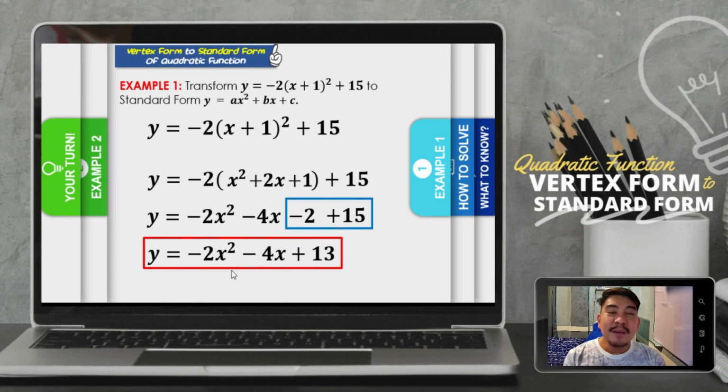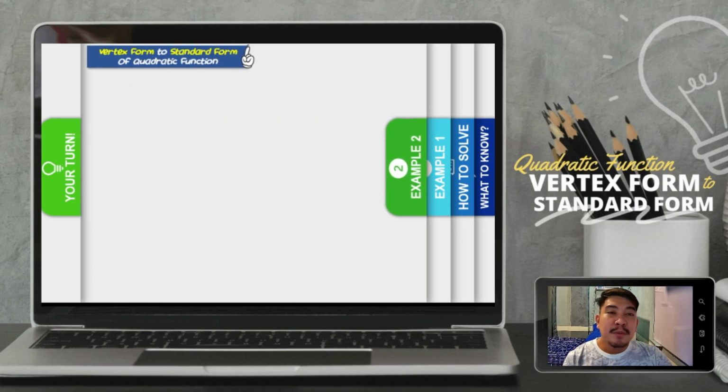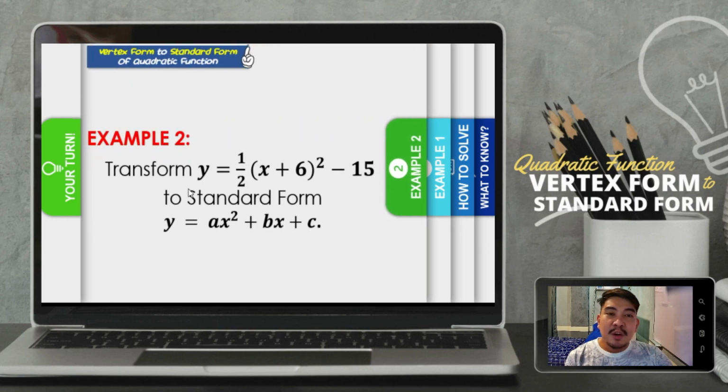So transforming vertex form to its standard form is quite easier than transforming standard form to vertex form. So let us now have another example, example number 2. In this case, we are given y is equal to 1/2 times the square of the binomial x plus 6, minus 15. We need to transform this quadratic function to standard form y is equal to ax squared plus bx plus c.